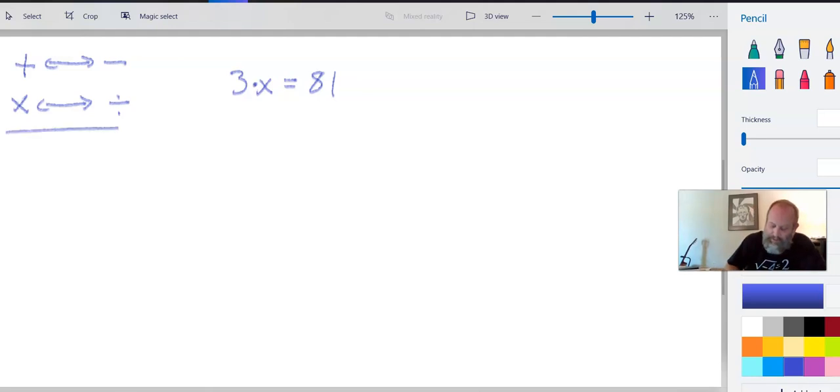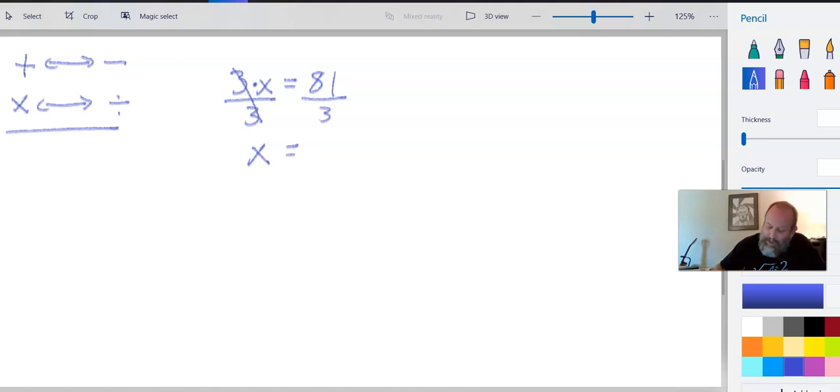Well, if I look over here, I can see that multiplication is undone by division. And so what I'm going to end up doing is dividing both sides by 3. 3 divided by 3 is a 1. So this is now 1x. Right? We don't need to write the 1. The 1 is understood when you just write x by itself.